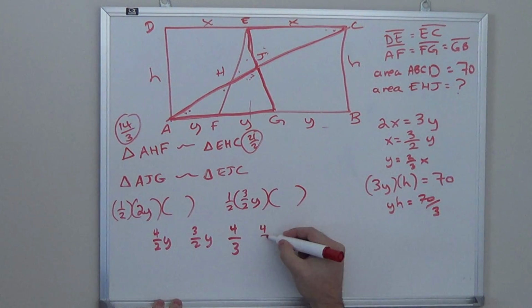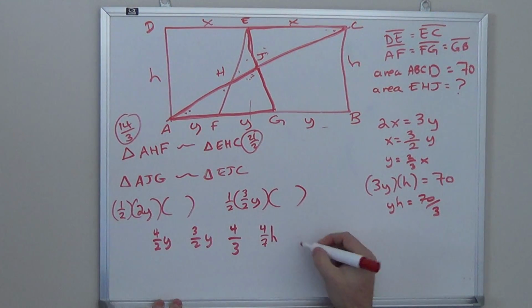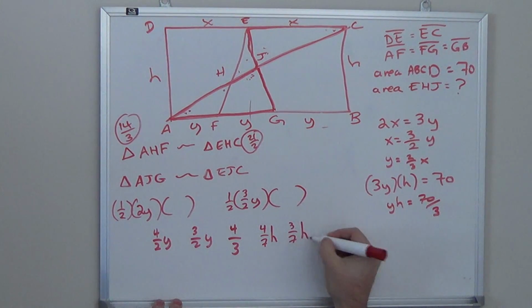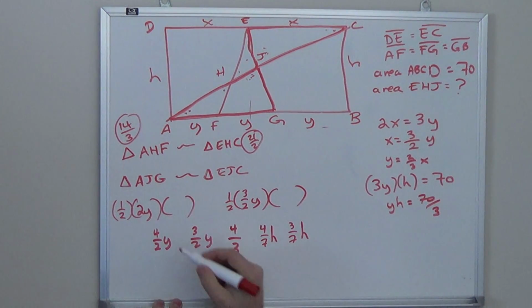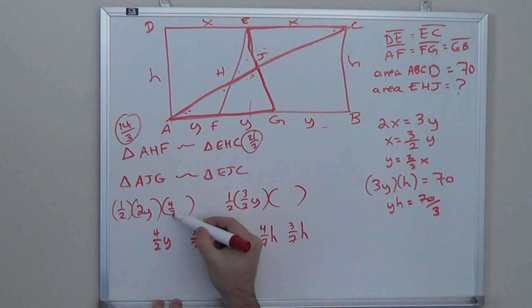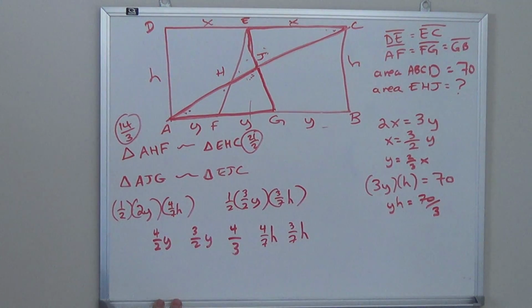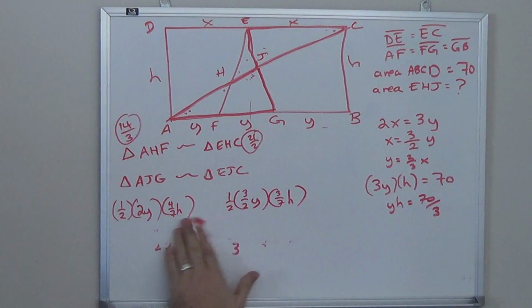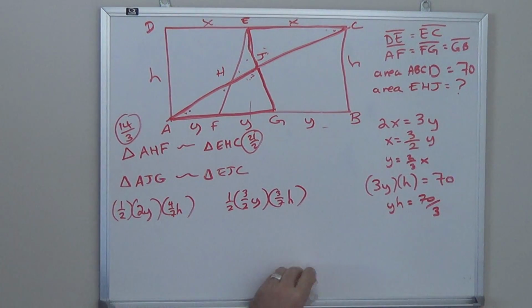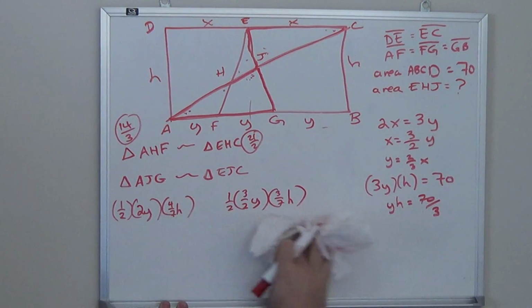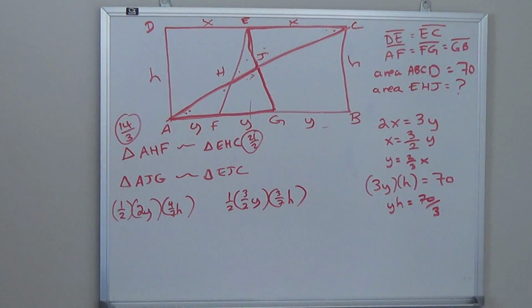So it looks like the bigger height is 4/7 h, and the smaller one is 3/7 h. So this is the bigger one, right? That's 4/7 h. This is 3/7 h. So now we're good there. I'm going to clean that up so we have a little more room to maneuver here. I think we're getting close. We're getting close. Let's clean this up.